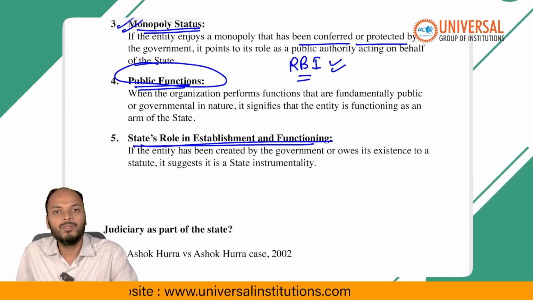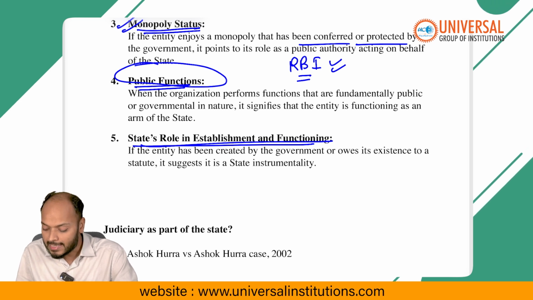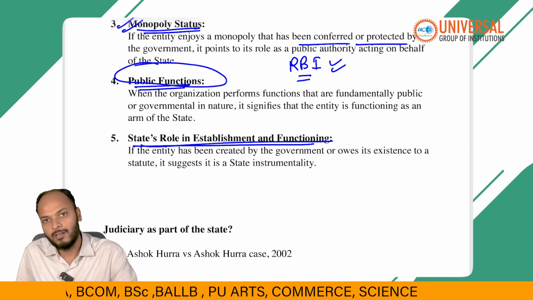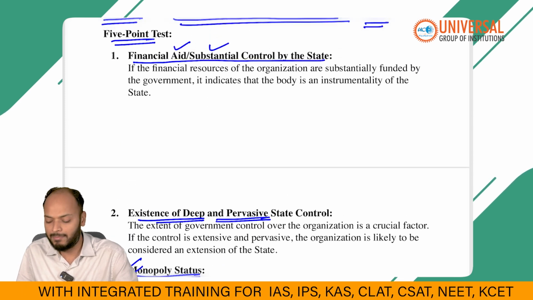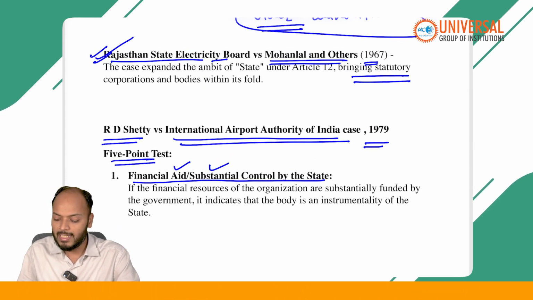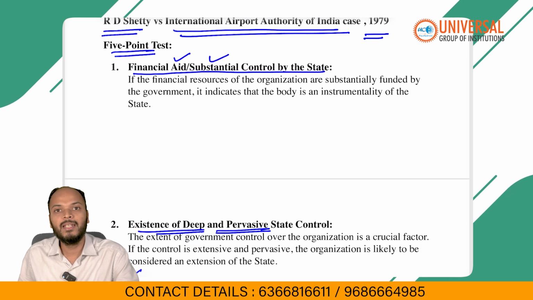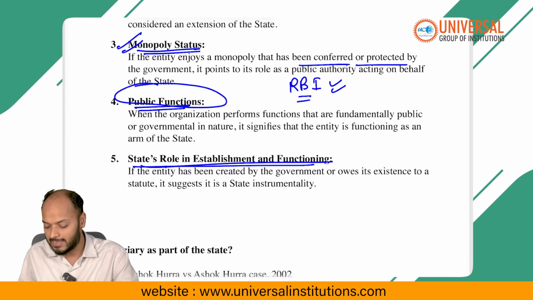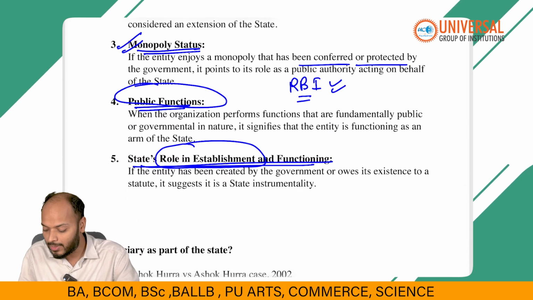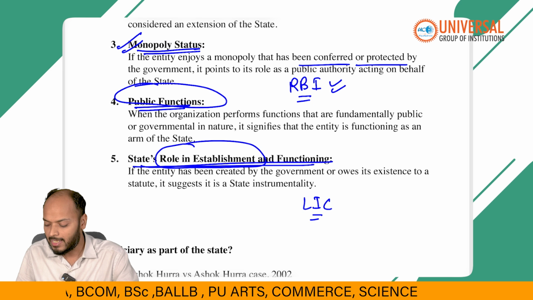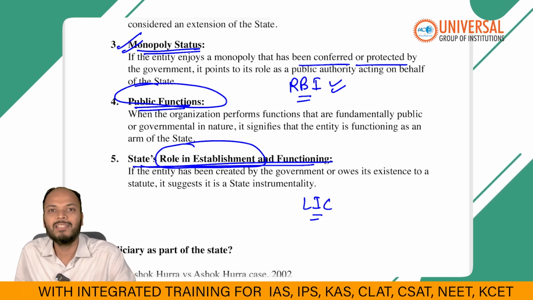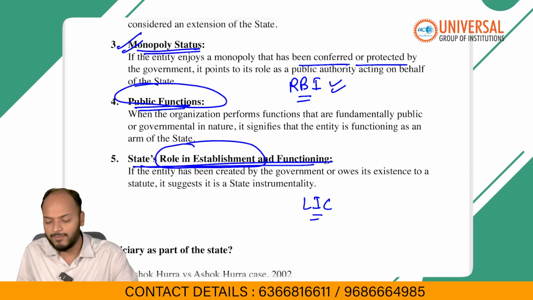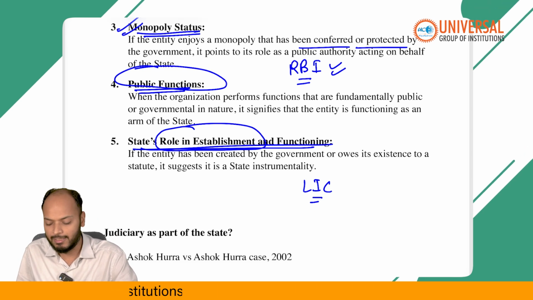which was put by the Supreme Court in this case is, if the state has a role in the establishment and functioning of that particular authority. For example, in the previous case we have seen that the State Electricity Board of Rajasthan, because it was created by the state, because it was created by a law, was considered as state. Similarly here, if the state has a role in establishment, for example LIC, LIC has been created by a law passed by Parliament, right? And hence LIC will also be considered as state under the definition of Article 12.